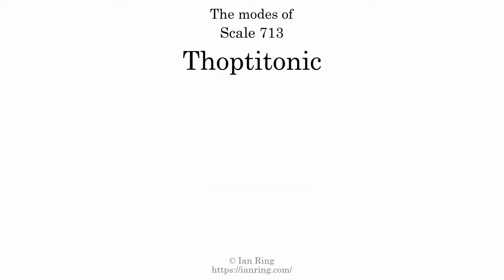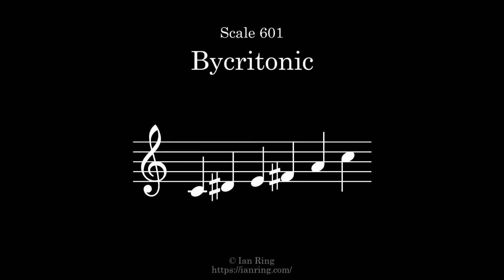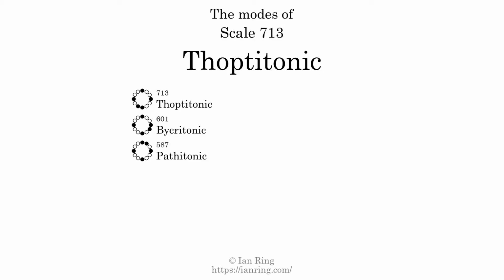This scale has 5 modes. The first mode is itself. The second mode is scale 601, also known as bicratonic. It sounds like this. The third mode is scale 587, also known as pentatonic. It sounds like this.